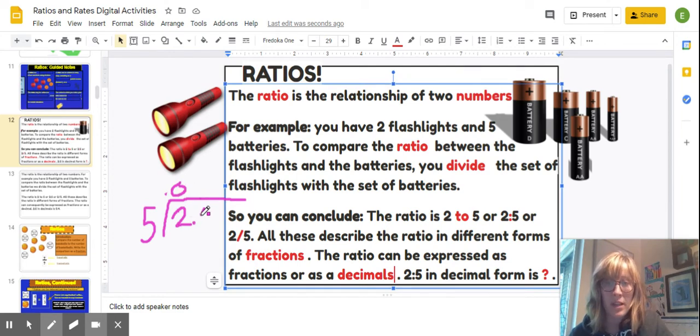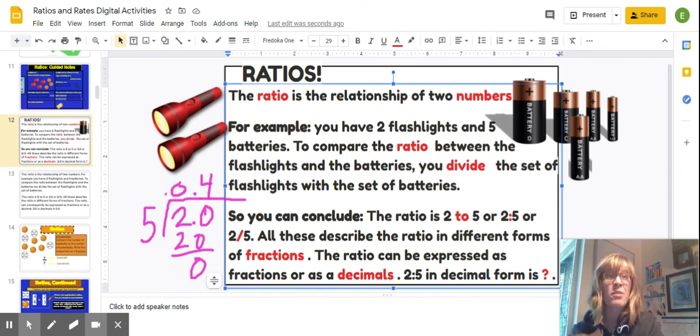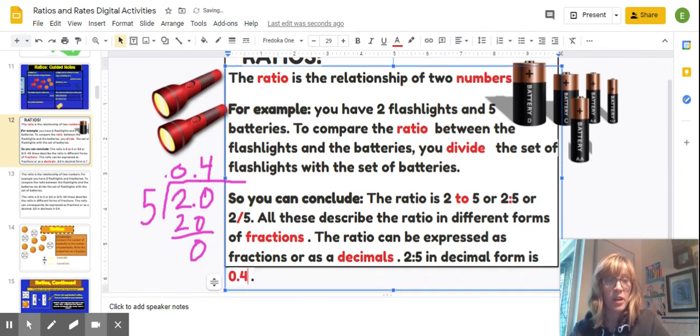But if we make this a 2.0, same value as 2, different look, we can bring up the decimal and now treat this like a 20. How many times does 5 fit into 20? Well, it fits 4 times evenly. There's nothing left over. So now we know that this can be described in decimal form. The 2 to 5 ratio can be described in decimal form as 0.4.